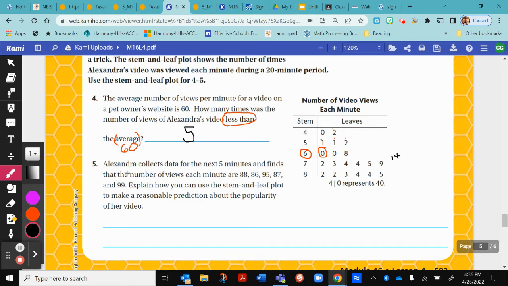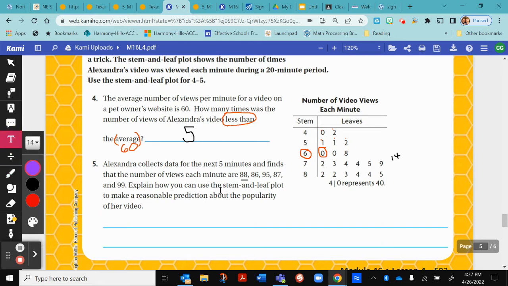Okay. So now she decides, well, for the next 5 minutes, she wants to collect the next data. So I'm going to have 5 things. How many views was each minute? So the first minute, we would put this in order though. There was 86 views. The second minute was 87 views. The third minute was 88 views. The fourth minute was 95 views. And the fifth minute was 99 views.